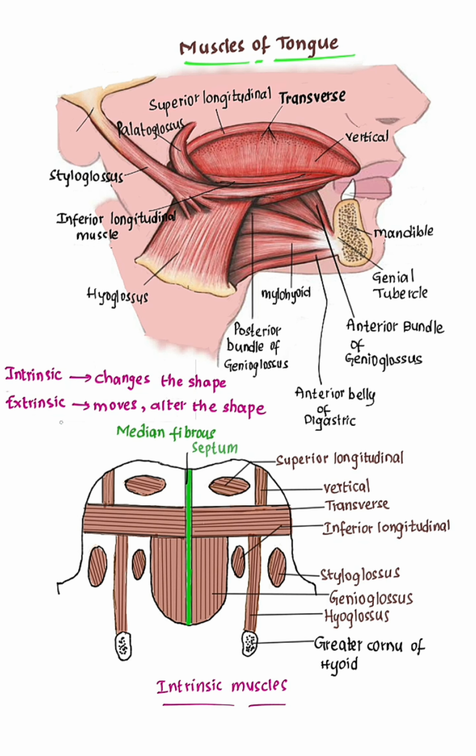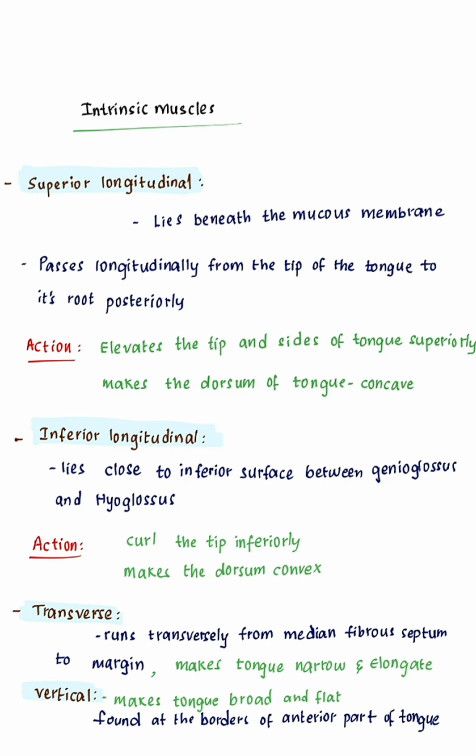There are four intrinsic muscles and four extrinsic muscles. Intrinsic muscles include longitudinal muscles, vertical muscles, and transverse muscles. In the longitudinal muscle we have superior longitudinal and inferior longitudinal: superior longitudinal, inferior longitudinal, transverse, vertical.